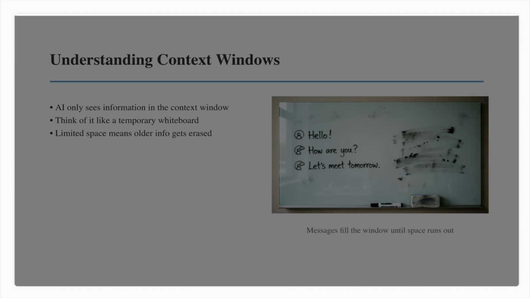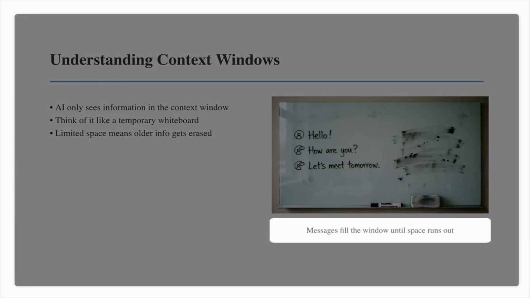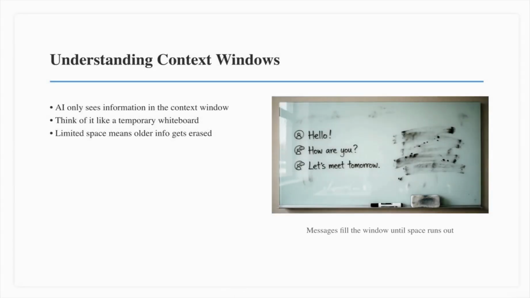The context window is like a whiteboard with limited space. As we write new messages, they fill up this window. When the space runs out, older information gets erased to make room for new messages. This is why AI appears to forget earlier parts of a conversation. So the context window isn't permanent memory, it's temporary working space. Once something falls out of the window, the AI literally cannot see it anymore. This is the core limitation we need to understand before we explore solutions.